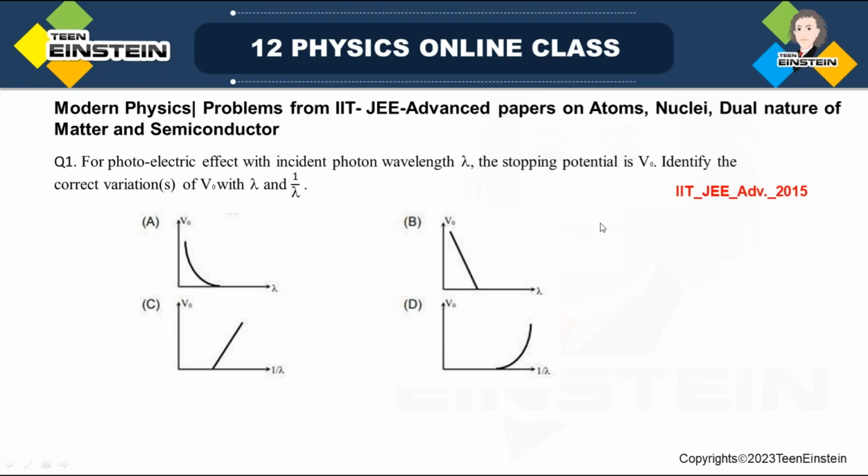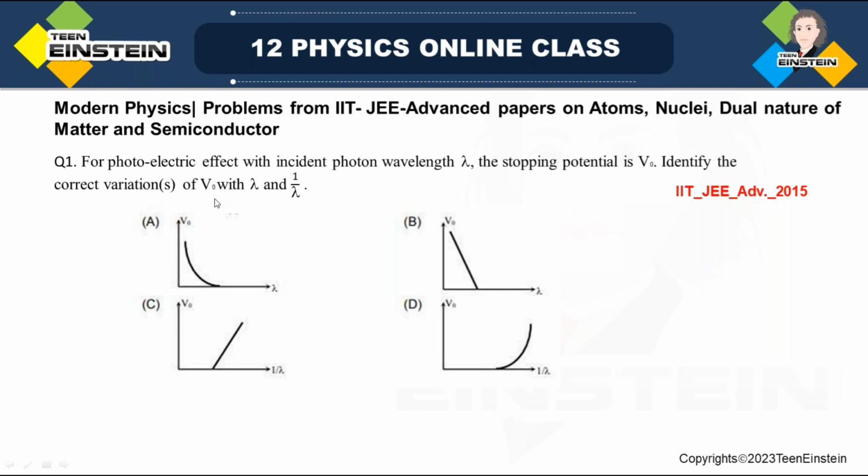So very good evening, students. Today we are back with the revision part of JEE Advanced Paper on the topic modern physics, where we'll be taking up questions from atoms, nuclei, dual nature of matter, semiconductor, etc. So let us start our discussions for today.